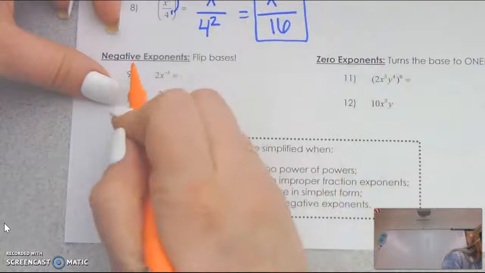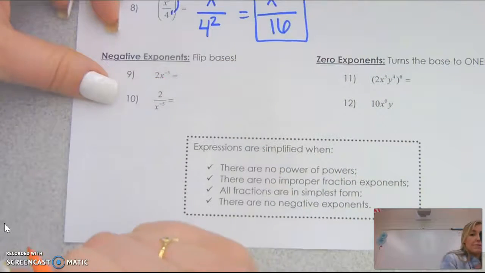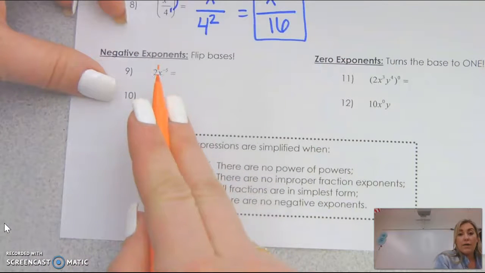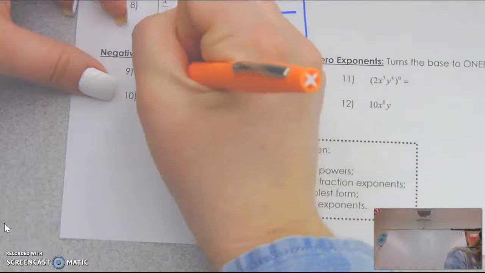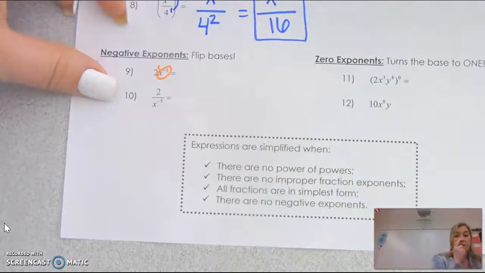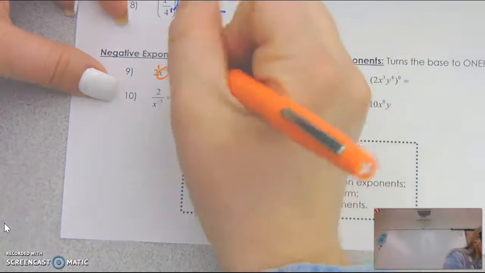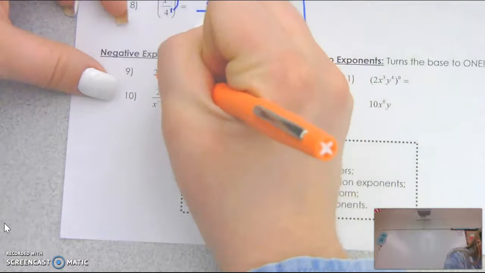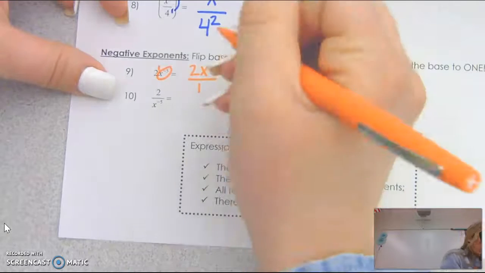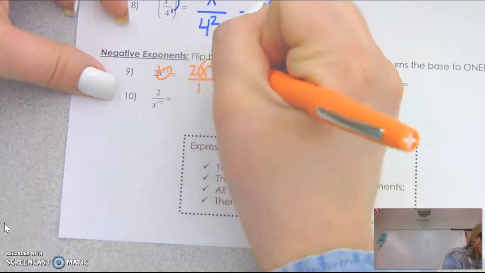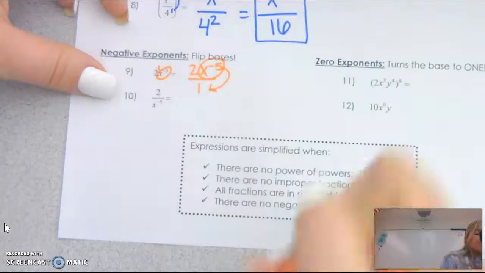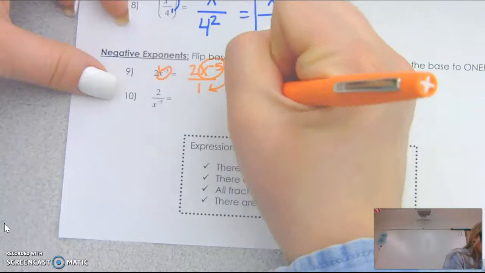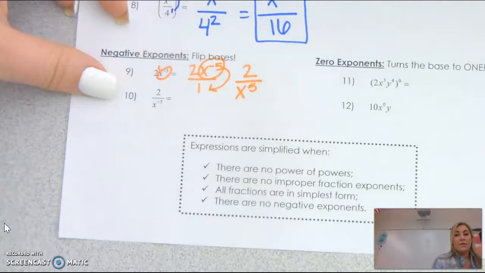So if you look at number 9, we have 2x to the negative 5th. Remember, that 2 has an exponent of 1, and that 1 is positive. The only thing that has a negative exponent is x. So I'm going to rewrite this. I have 2x to the negative 5th over 1. I'm going to take x to the negative 5th and move it to the bottom. So my 2 stays on top and x to the positive 5th goes to the bottom.